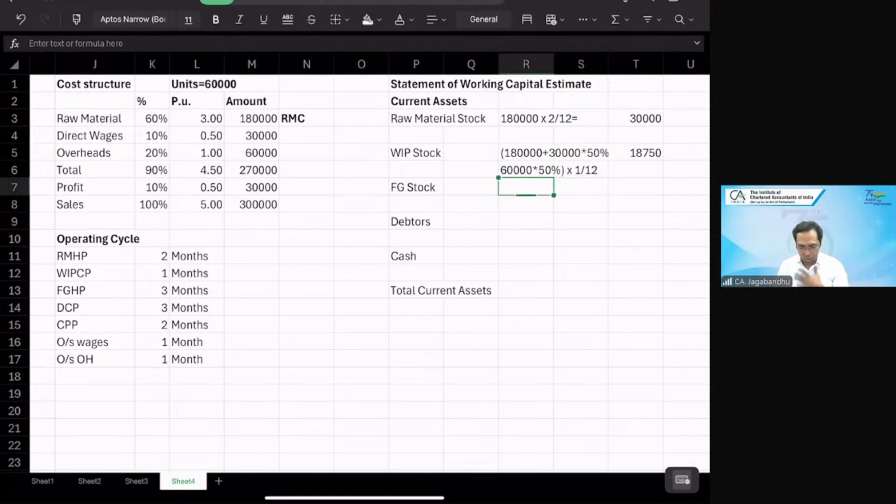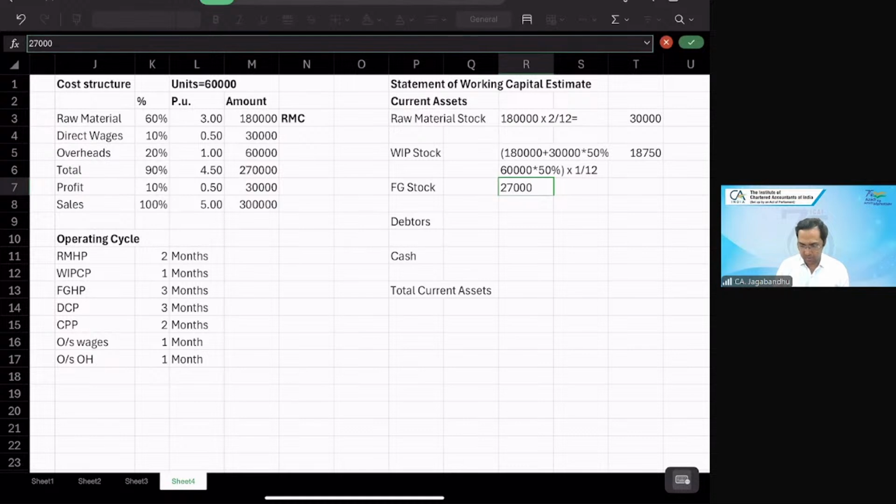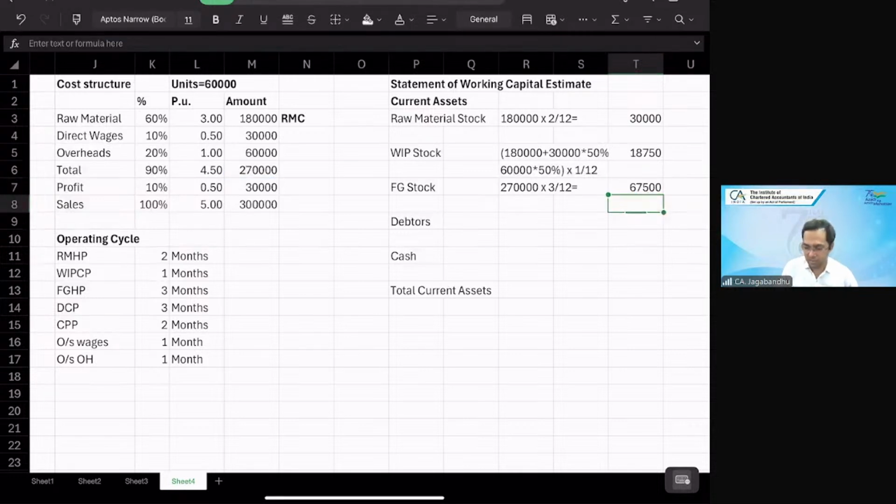Now, finished goods stock can be computed. No, we have to take the cost of production, 100% cost of production, which is 2,70,000 into 3 by 12. So that's going to be 67,500.